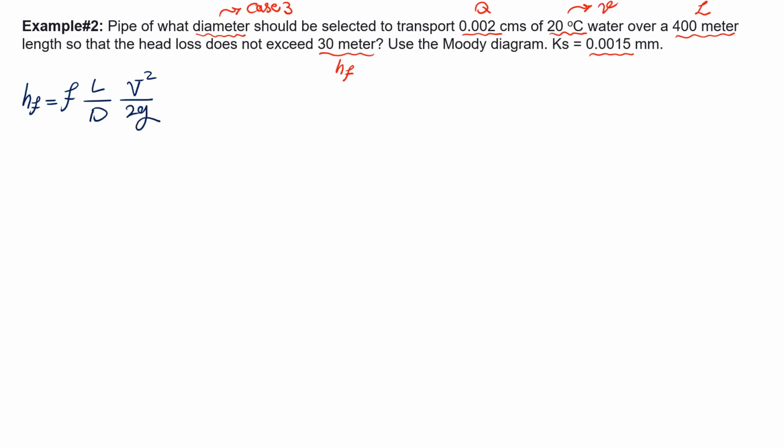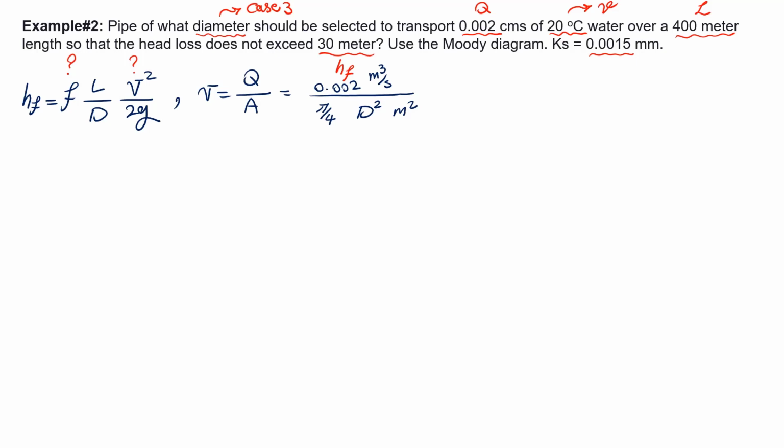All right, so in this equation, we do not have the value of friction factor, and we do not have the value for velocity. Why? Because velocity can be calculated as Q divided by area, right? Now, we have the value for Q, which is 0.002 cubic meters per second, but the value for area, which is pi over 4 d to the power 2 squared meters, we do not have d, right? We do not have diameter.